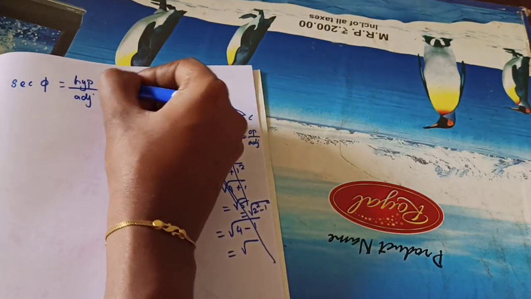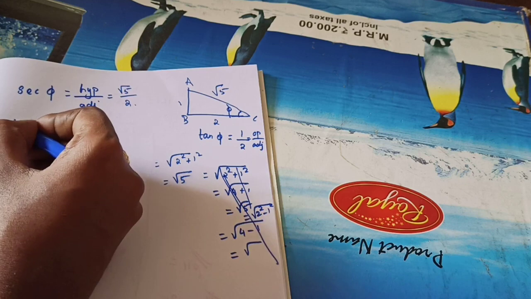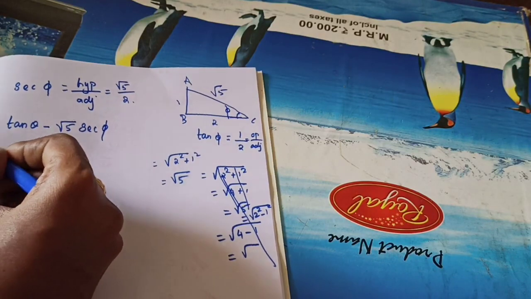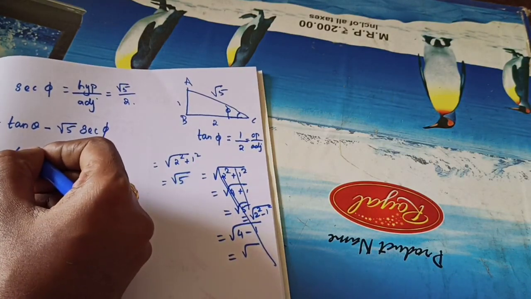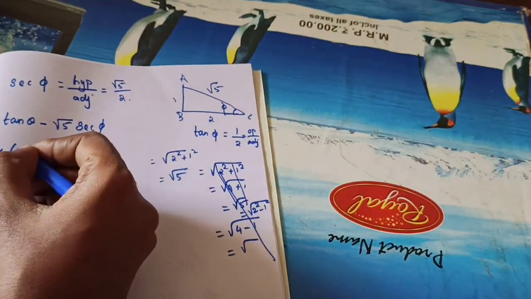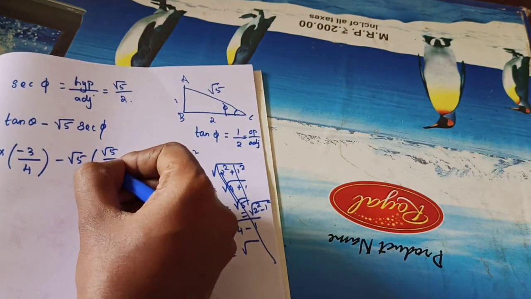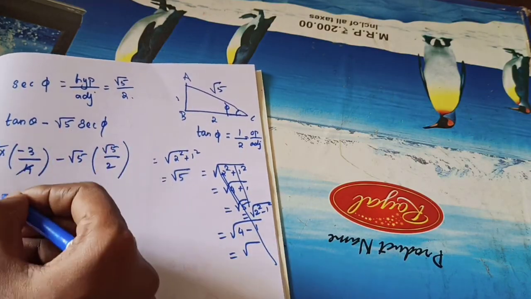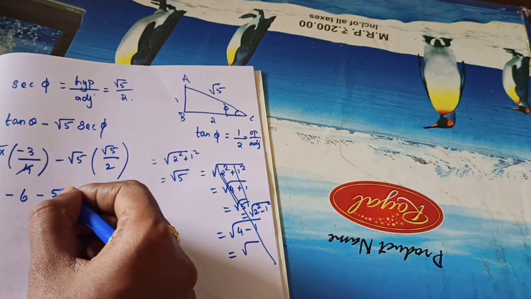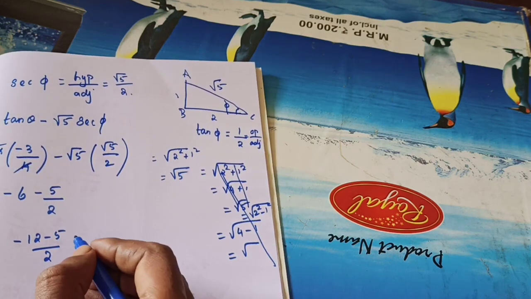Now substitute the value. Root 5 by the adjacent side, which is 2. Now we can substitute all the values. What you need to do? 8 tan theta minus root 5 secant theta. Substitute tan theta. What's the value of tan theta? We have found the value for tan theta here, minus 3 by 4. So minus 3 by 4 into 8, minus root 5 into secant theta value, root 5 by 2. That is, we can cancel. So minus 6, root 5 into root 5 is 5 by 2. So minus 12 minus 5 by 2.